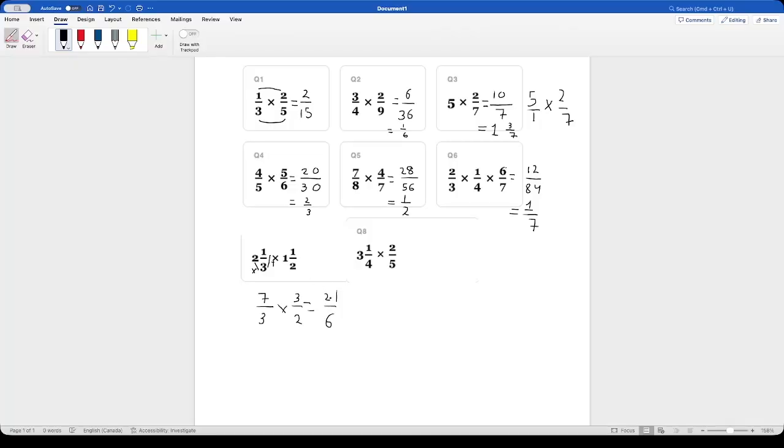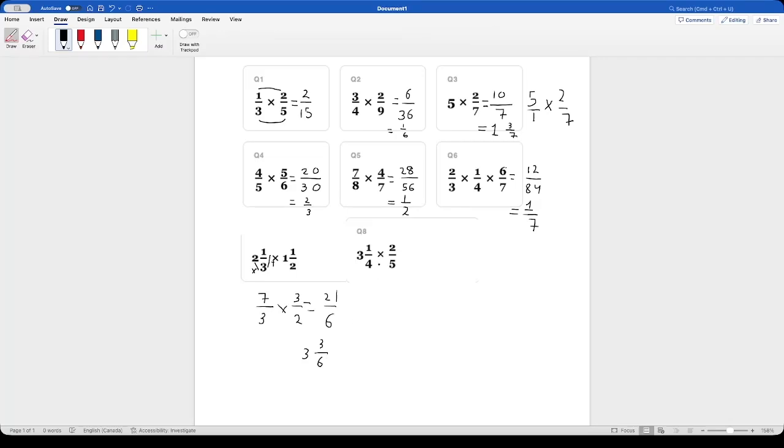Which would be basically how many times does 6 go into 21, and that would be 3 times. So 3 times, and how much is left over? Well, 3, because 6 times 3 is 18. So 3 is left over, so we write a 3 over 6 here. And if you want to simplify it, it'll be 3 and 1 over 2.